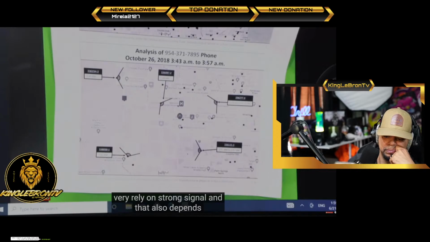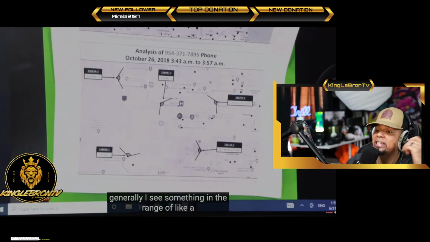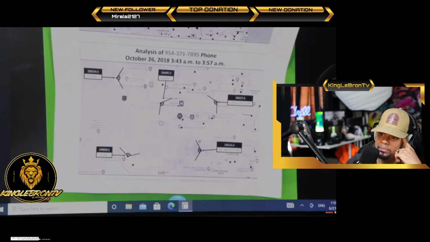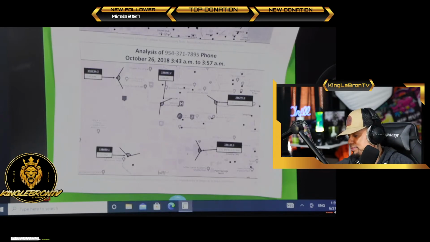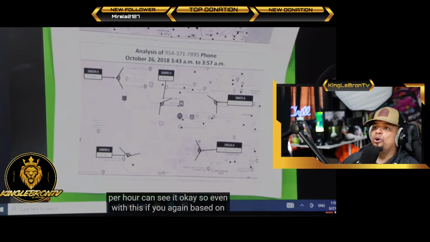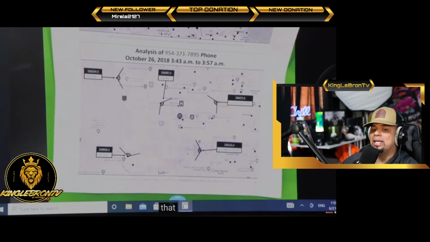Generally, I can answer this for you, in the range of a couple miles, but I've seen, in extreme cases, many miles that a tower can see. 25 miles for a phone call, and for the phone to be seen by a tower, it could be up to 100 miles.